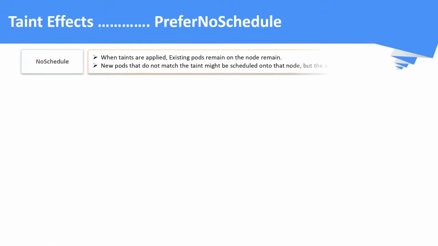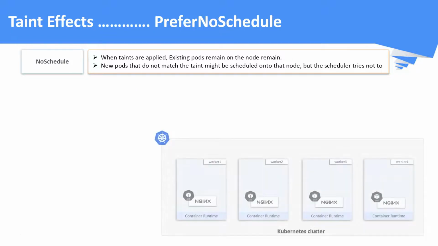Now we will see about PreferNoSchedule effect. Again, consider that we are running some pods in these worker nodes. When PreferNoSchedule taint effect is applied, scheduler will try to avoid scheduling the new pods that do not have tolerations for the tainted nodes. But still the new pods can be scheduled onto that node. This is more or less like a soft taint.